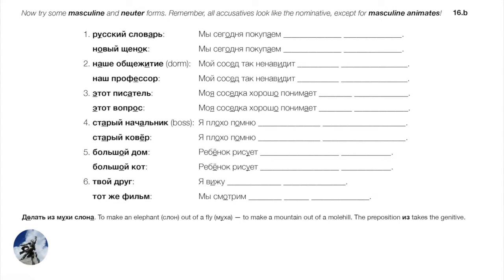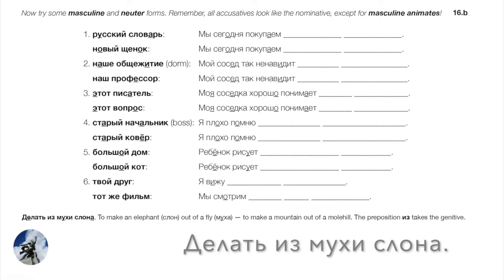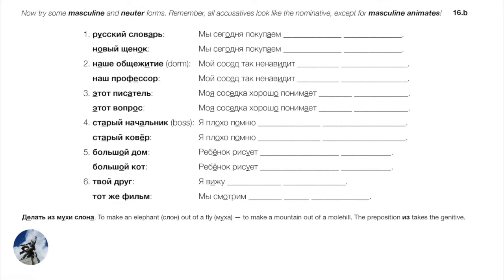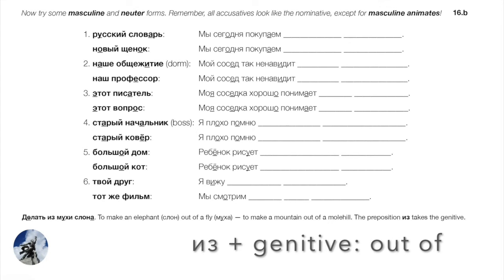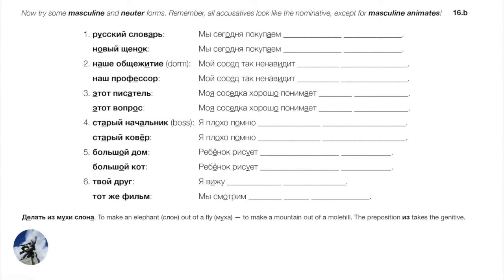A quick пословица, the Russian version of making a mountain out of a molehill is делать из мухи слона. We can understand almost all of that grammar. The only thing missing is the preposition из, which takes the genitive. It means out of or from. So to make an elephant, слон, here in the accusative, слона, animate accusative. To make an elephant from a fly. So делать слона, that's accusative, and then мухи is the genitive of муха, because the genitive is required after this preposition из.